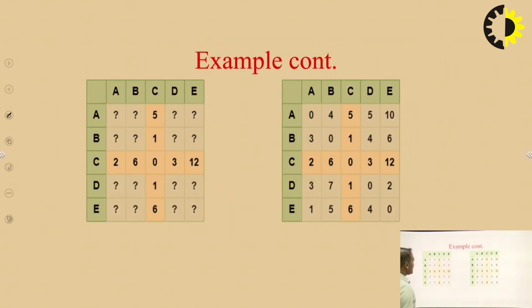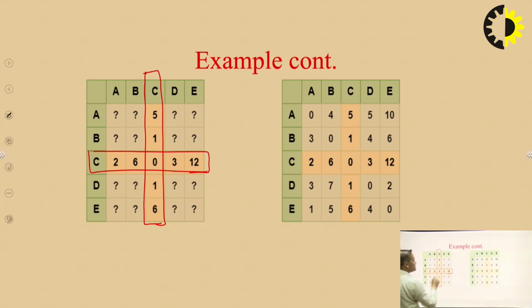Now, in the next case, we take the third column and third row as a base. By using this, we also find the value of all cells one by one. In the same way, here the calculated value is 2.